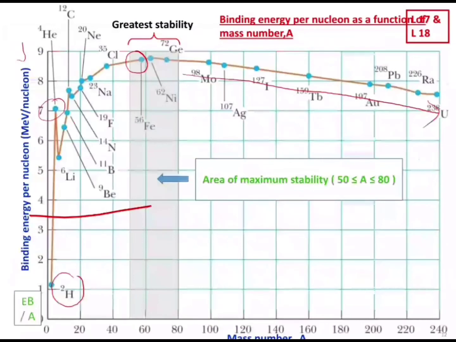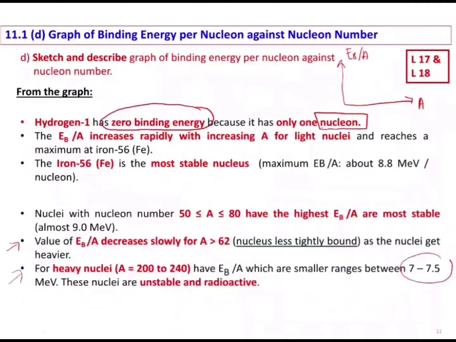So uranium 238, look here. The binding energy is only 7 point something. So what happened here? Here is uranium, we know we are using uranium as the radioactive material. So uranium is very reactive. So it is unstable. That is why we classify uranium as unstable and radioactive.